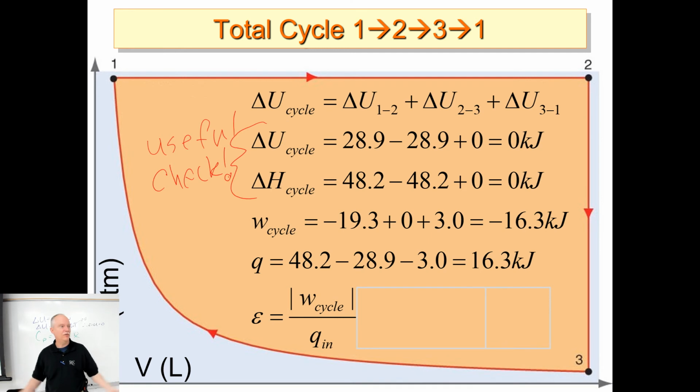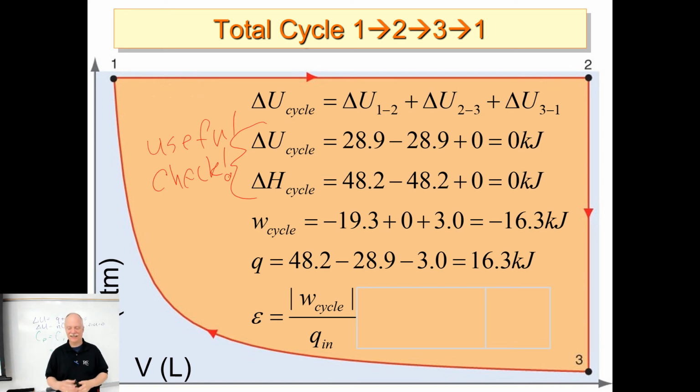I had to put that 48.2 kilojoules into the system, and I got 16.3 kilojoules out. The net work out is what I get to keep, but I put in 48 kilojoules. So that's how heat engines work. It's the heat in and the net work out. Not just the out work, but the net.